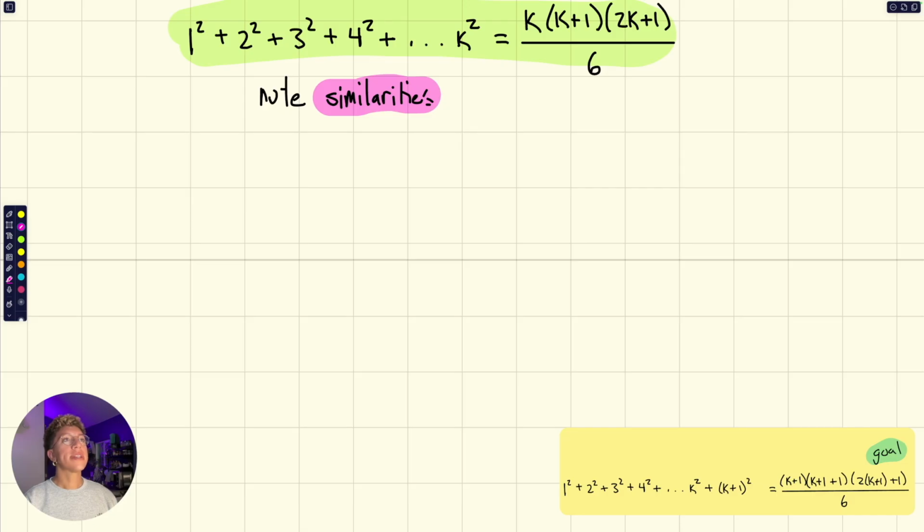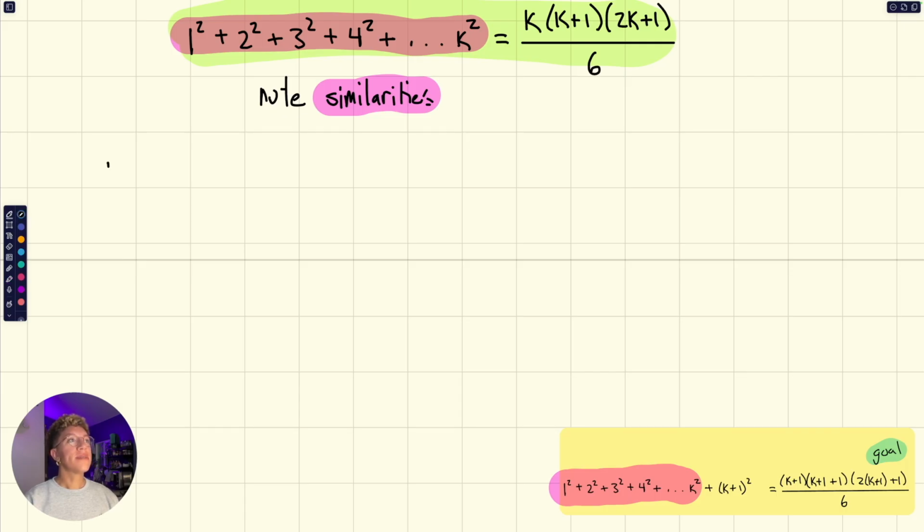So we can say that our similarities for these two is going to be all the terms up to k squared. And so down here, our similarities go all the way up to this part right there. And so what we say is, well, the different part is this k plus 1 squared. So if we can take our assumption step and we can add a k plus 1 squared to both sides, we can start working towards our goal.